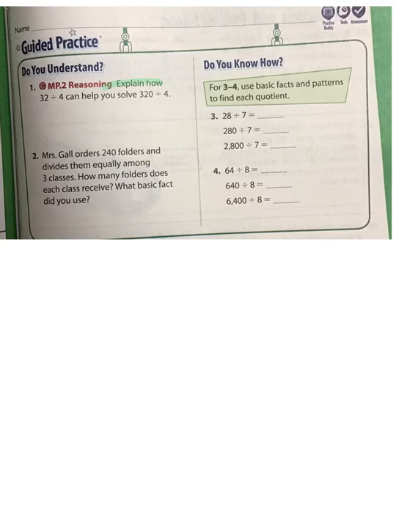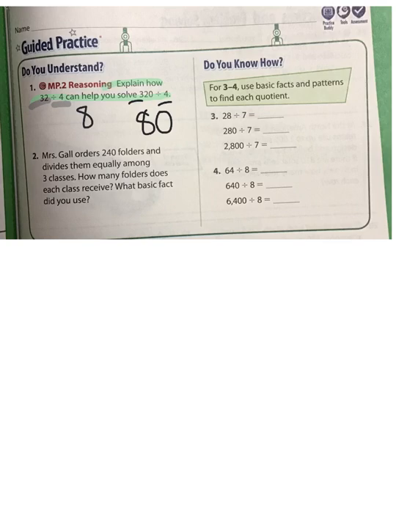Number 1, explain how 32 divided by 4 can help you solve 320 divided by 4. Well, we need to figure out our basic fact, and 32 divided by 4 is 8. Therefore, for 320 divided by 4, we know that 4 times 8 is 32, and then we just have to add our 0.